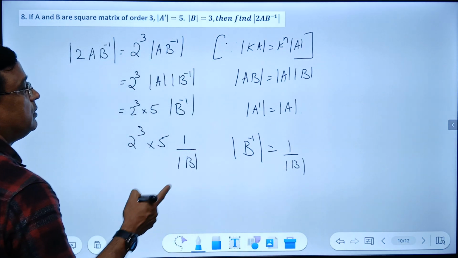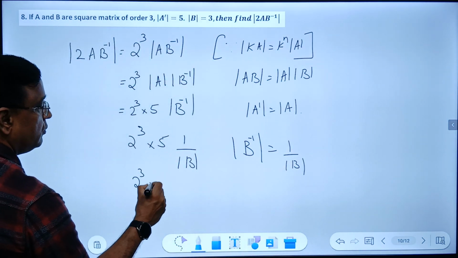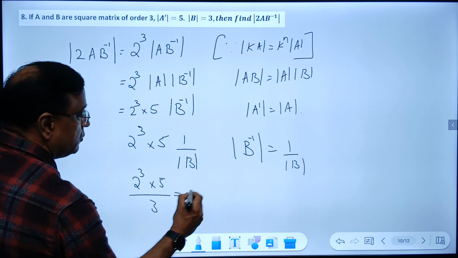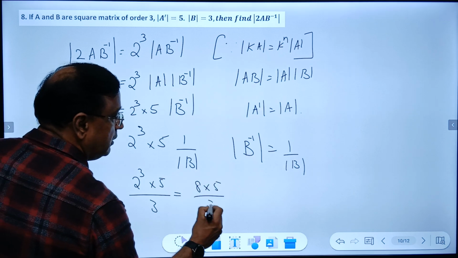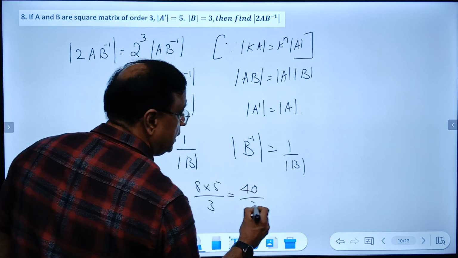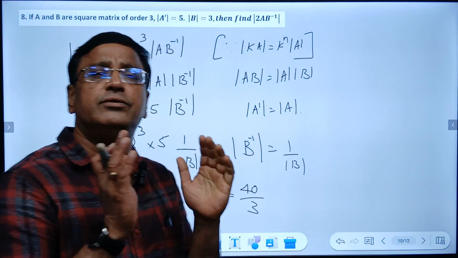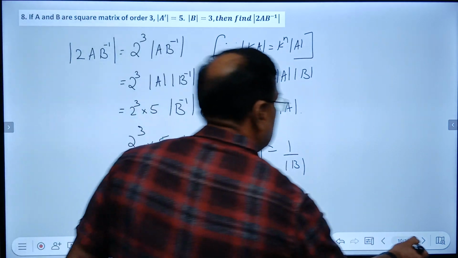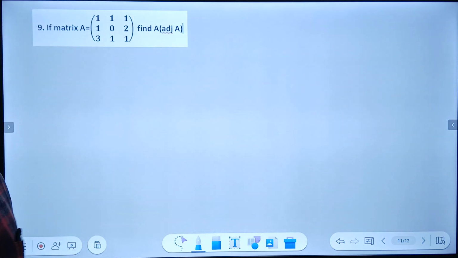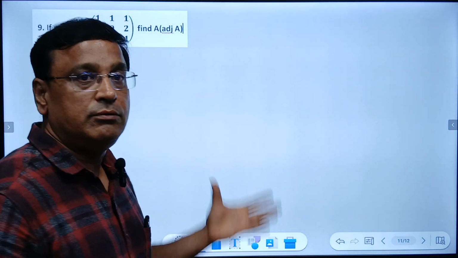But what is 1 by determinant of B? This is 2 cube into 5 by 3. So this is 8 into 5 by 3. So the answer is 40 by 3. See, if you use the property, you get the answer. Very, very simple question. Now, this is my last problem. Very, very important.